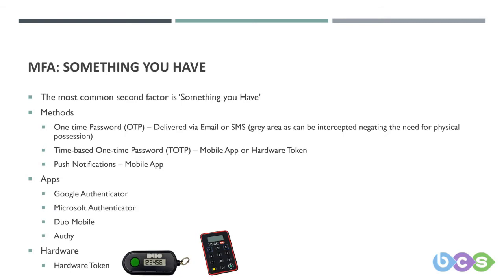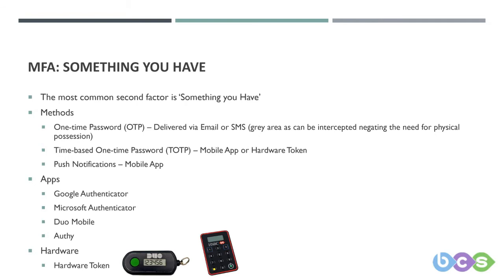Enabling MFA on your accounts is normally a very simple and quick process. You've probably seen the QR codes on websites, or just in general. They can hold data that cameras can read. The most common factor that's being used here is something you have.